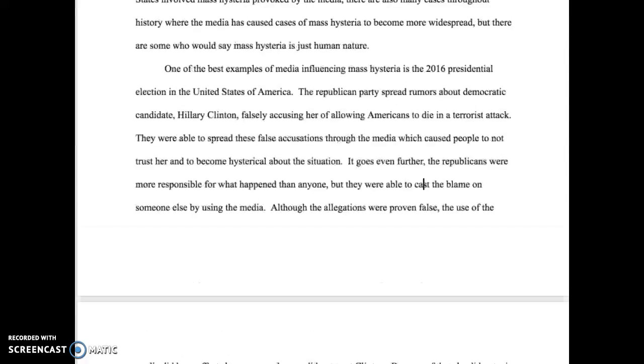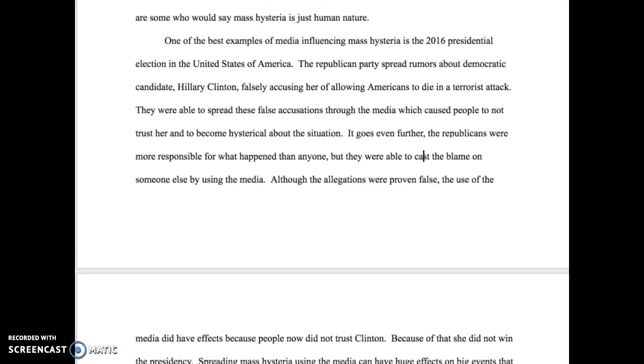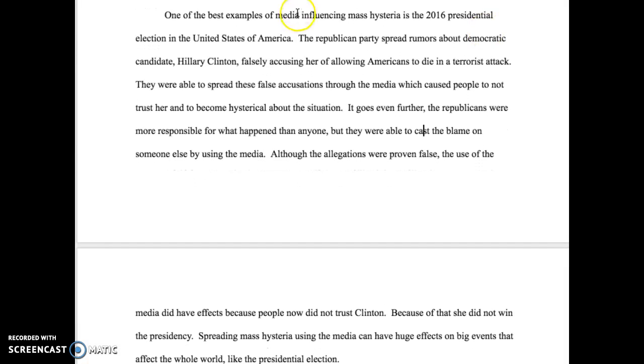All right, so as we move into your first body paragraph, I think you have a good, strong topic sentence and a good way to end it. So if you look at the best examples of media influencing it, it is this, and then spreading mass hysteria using the media can have huge effects on big events that affect the whole world, like the presidential election. So this is pretty good. You have a good topic sentence and a good way to explain this down here. Let's talk about some of the grammar things and the examples you're doing.